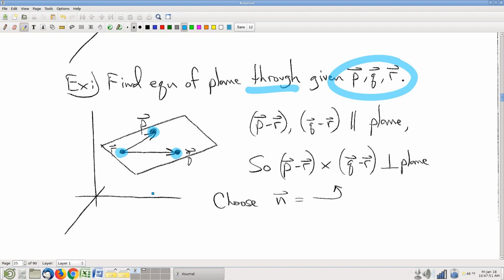Okay, well, this is the thing we're looking for. That normal vector, I observe, being as it is perpendicular to the plane, is also perpendicular to these two vectors, p minus r and q minus r. So a rephrase is I'm looking for a vector n that is perpendicular to two known vectors. How do I find a vector perpendicular to two given input vectors?